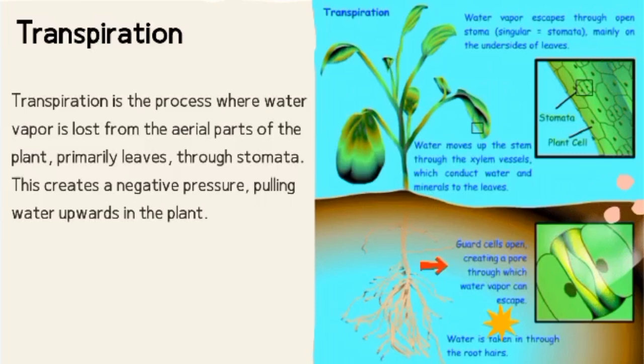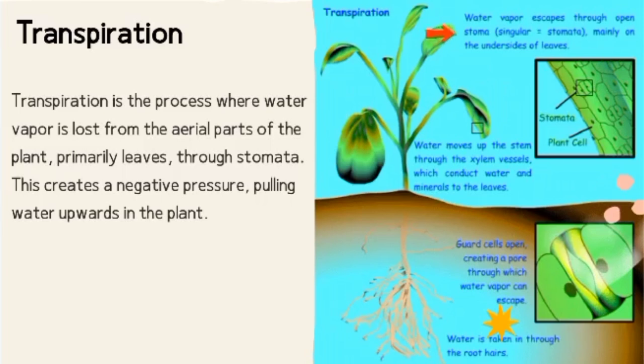Third, guard cells open, creating a pore through which water vapor can escape. The guard cells control the opening and closing of stomata by changing their shape, balancing water loss and gas exchange. When water is abundant, stomata open wider to facilitate photosynthesis, but they close under drought conditions to conserve water.